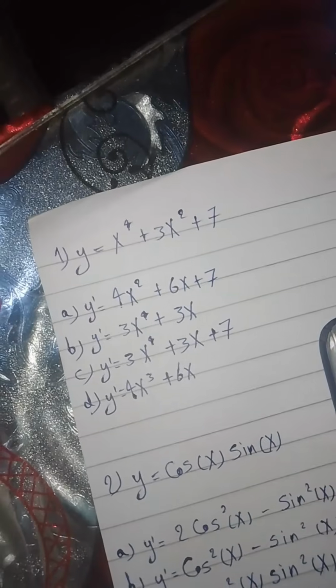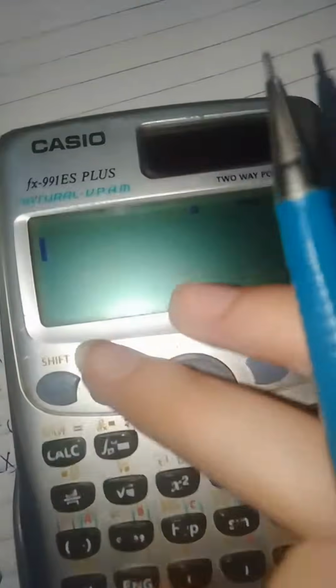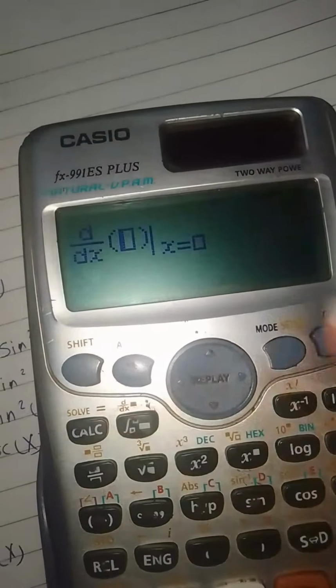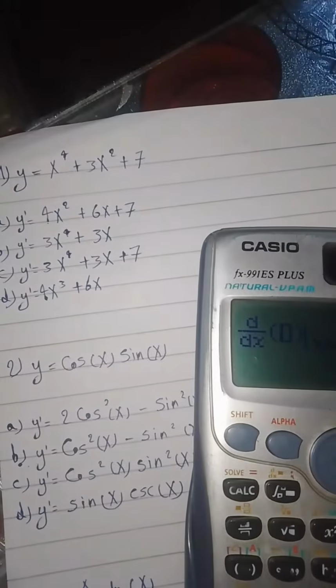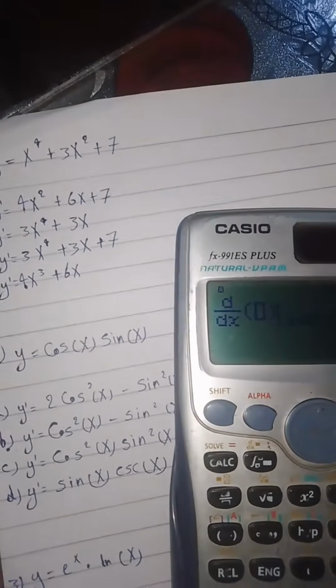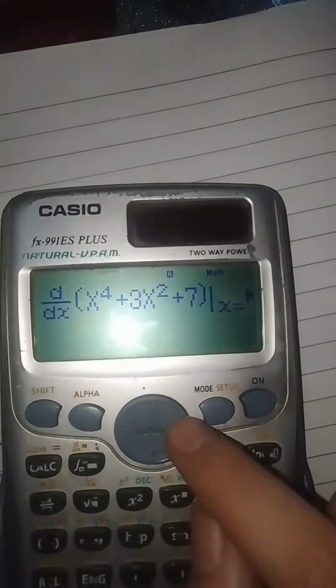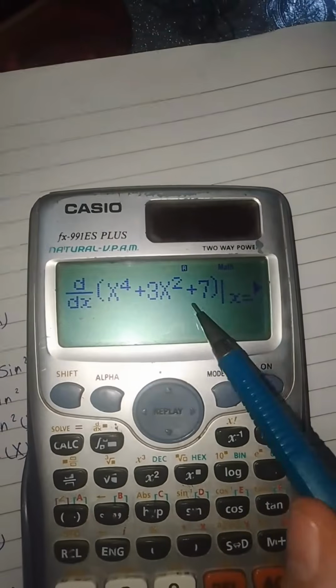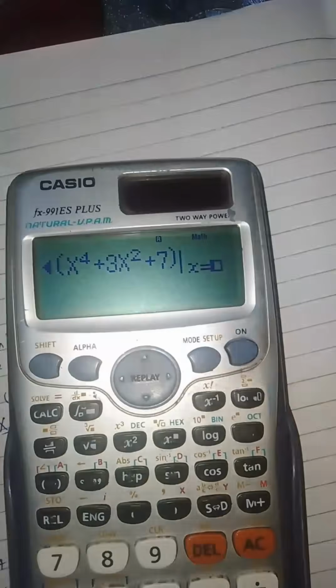Here it says y equals x power 4 plus 3x squared plus 7. What I'm gonna do here is use shift derivative, and I'm gonna copy the equation. So I'm gonna copy x power 4, plus 3x squared plus 7. So now I just copied the equation right here. What I need now is a substitution for x.